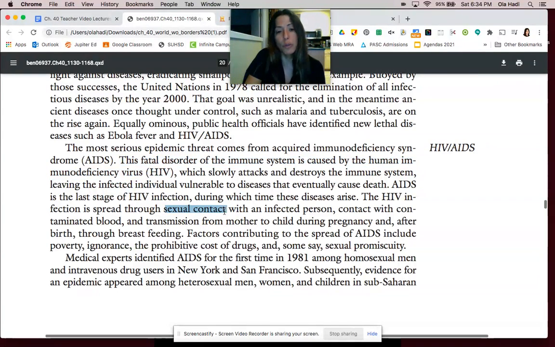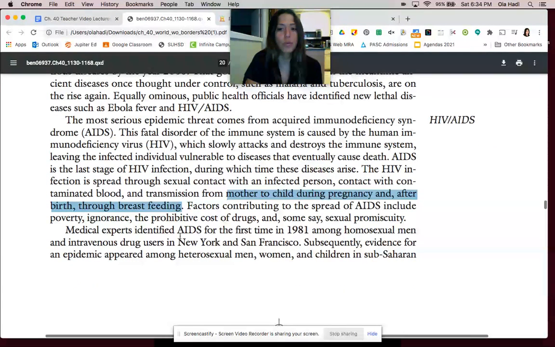It's spread through many ways. One way is through sexual contact with an infected person, contaminated blood. So if you got a blood transfusion in the past, people got AIDS that way. It can be transferred from mother to child during pregnancy and through breastfeeding.